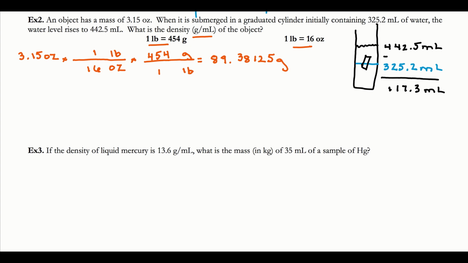So now I can actually calculate my density. I know my mass is 89.38125, okay? My volume is 117.3 mils. And so unrounded, this value is 0.761988. Okay, let's figure out sig figs.